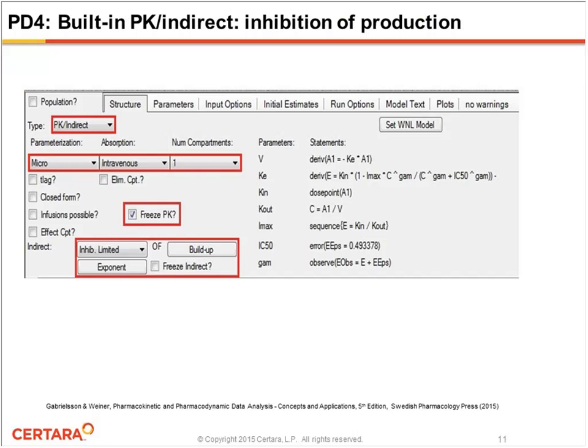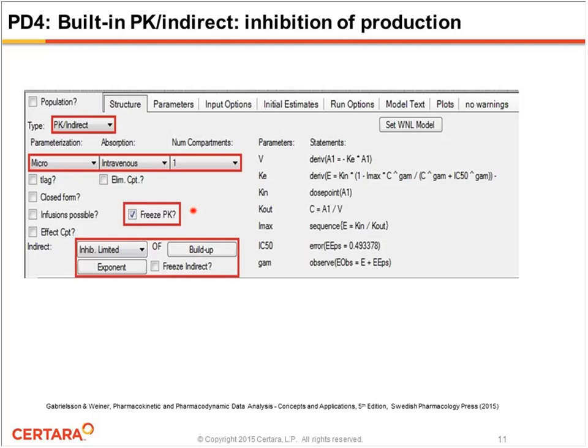Okay. In Phoenix, there are some built-in indirect response models. So based on the mechanism of action of warfarin, this example is inhibition of production. Okay, so in the built-in mode, one can select PK indirect. For the PK portion of the model, we'll use microparameterization. It's an intravenous bolus dose with one elimination compartment. And since the PK is well characterized, what we can do is use the freeze PK option and set the PK parameters as constants in the model.